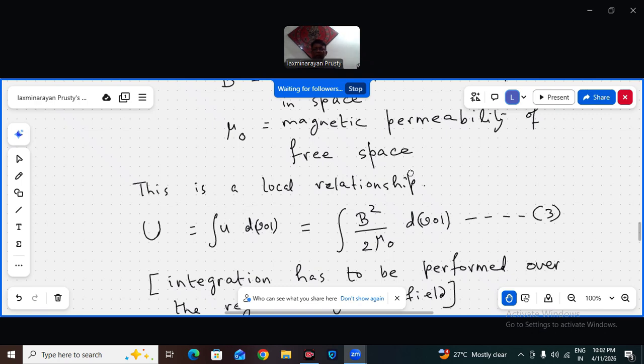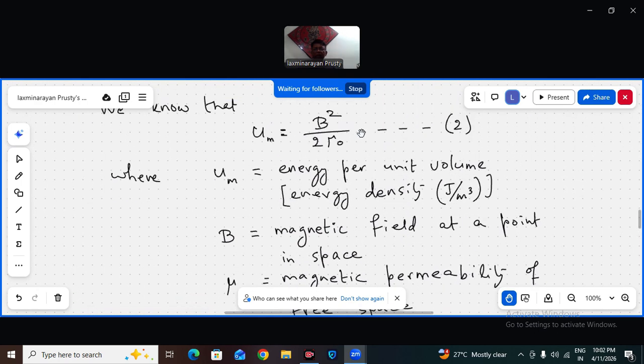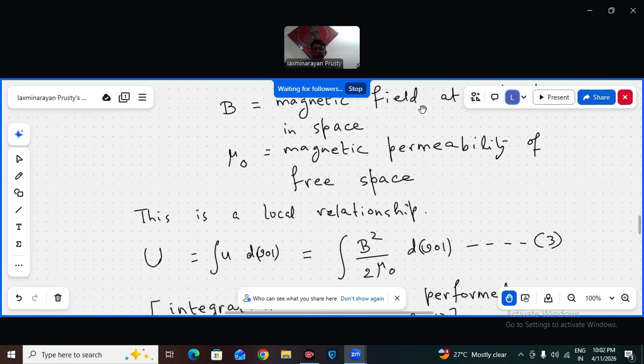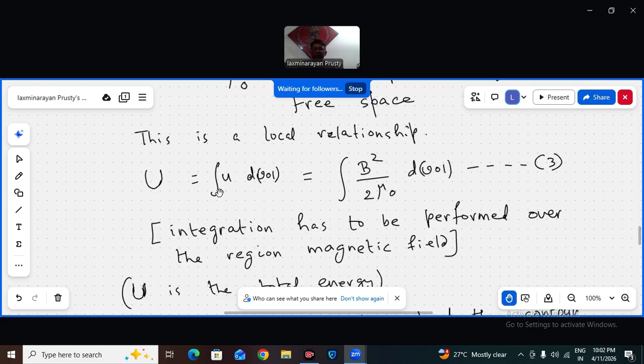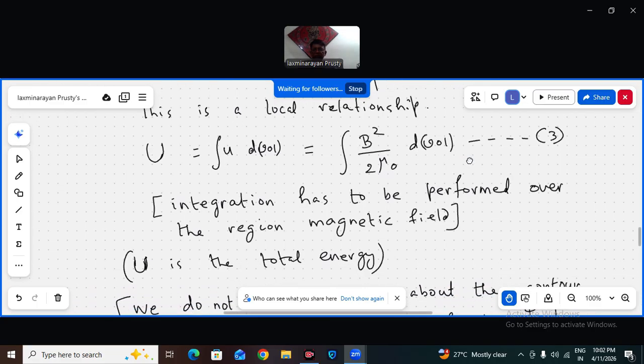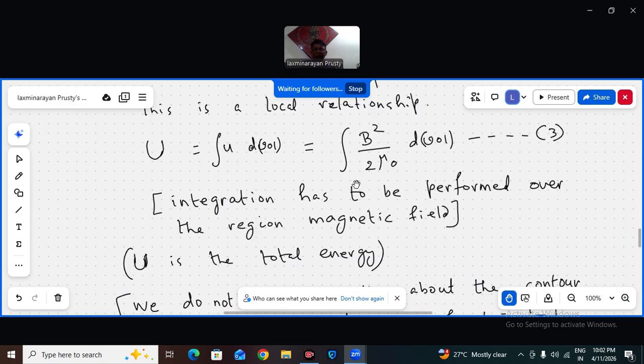The total energy will be, this is per unit volume, multiply by d volume of a small elemental region and integrate. So that's what U is, the integration of UM d volume. That will give you the total energy, that is B square by 2 mu naught d volume integration. Okay. Over what region does this have to be performed? Wherever there is B. So it has to be performed over the region of magnetic field. U is the total energy.